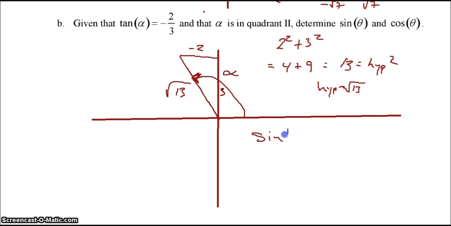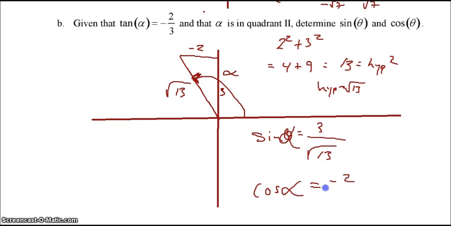That means that sine of theta would be, well, if this is thought of as a radius, then negative 2 over square root of 13. And cosine of theta, oops, I got that backwards. This one is cosine of theta that I just wrote. Sine of theta is 3 over square root of 13. And cosine of theta, alpha, is negative 2 over square root of 13.